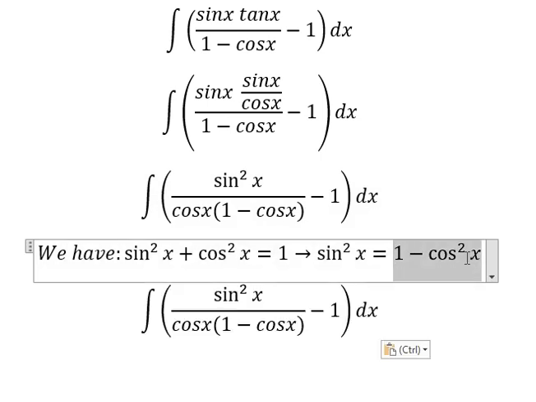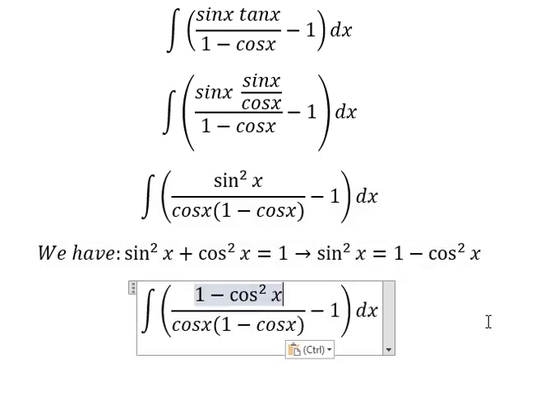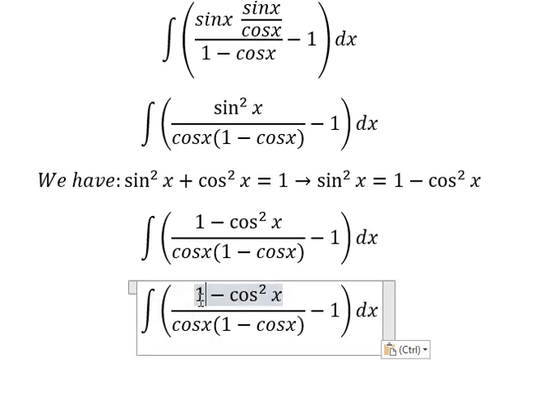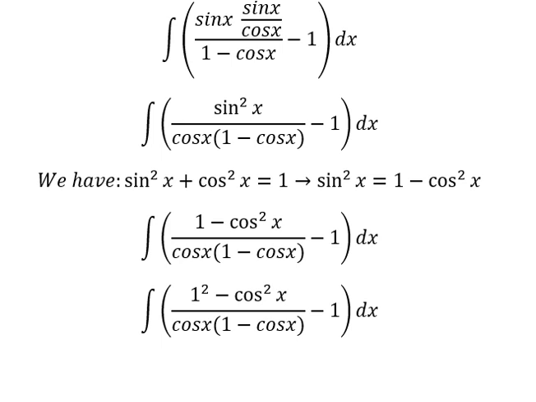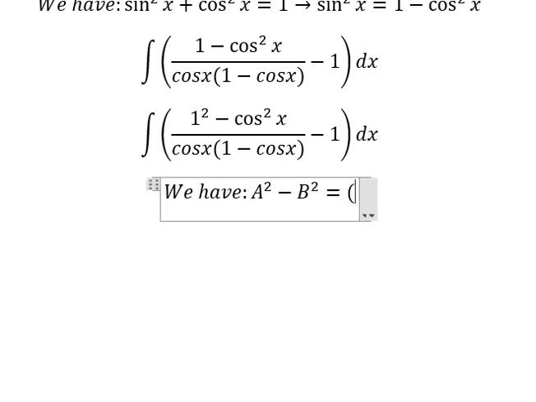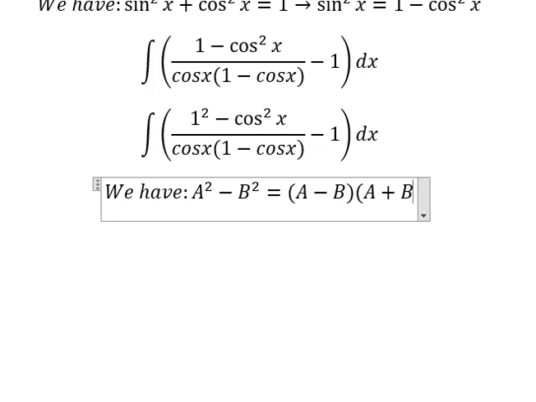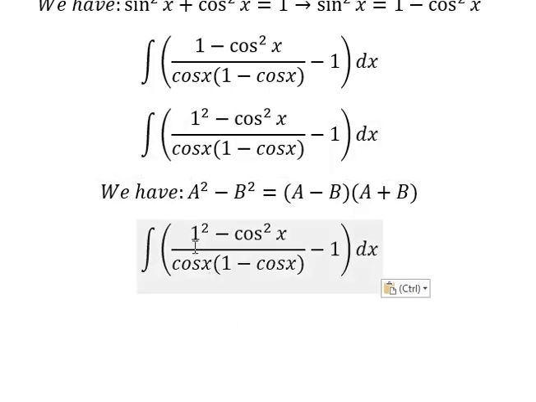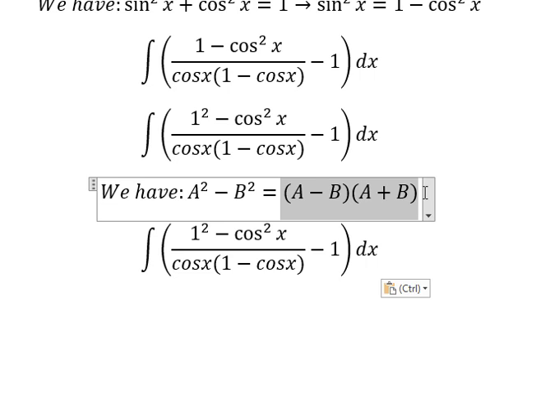So I will put this one here. We know that number 1 is 1 squared, so we have the formula in here. Next, this one we change by this one.